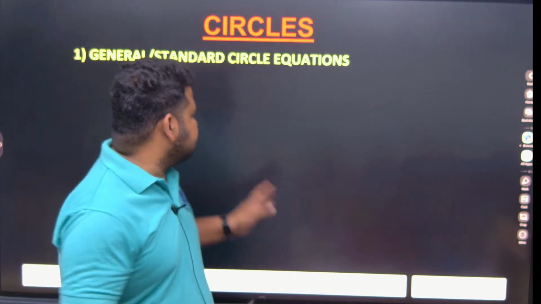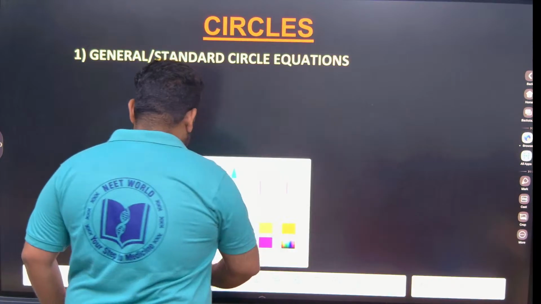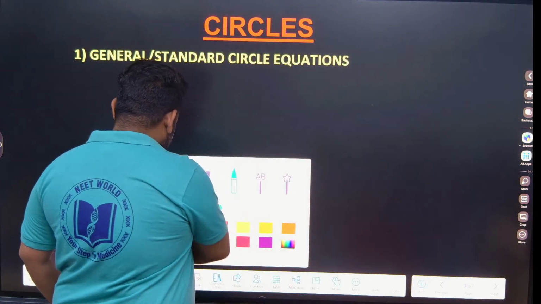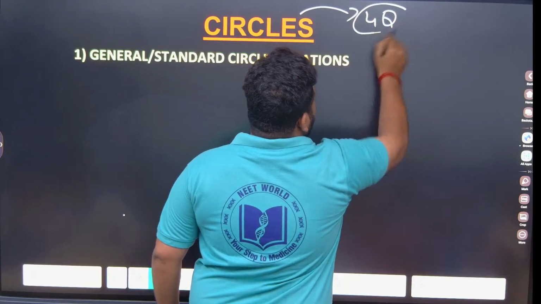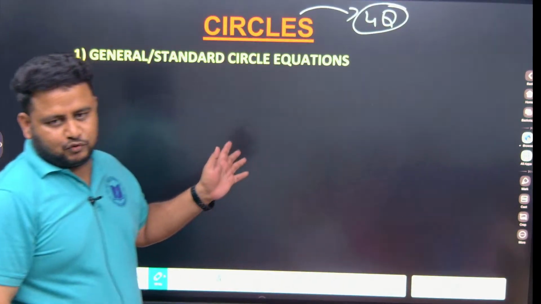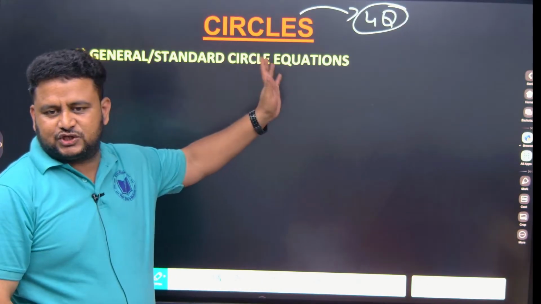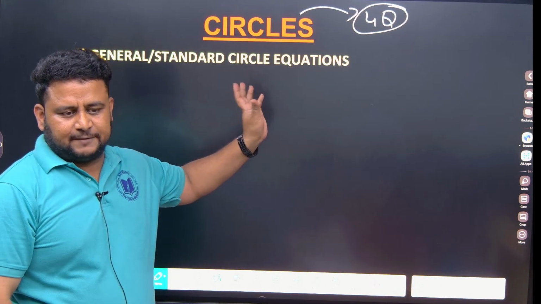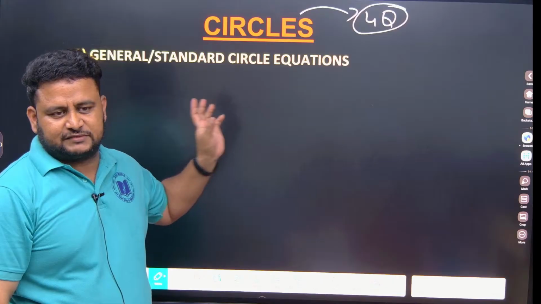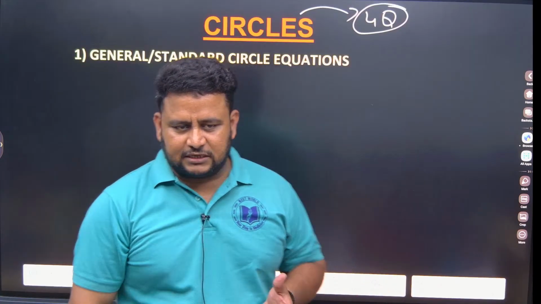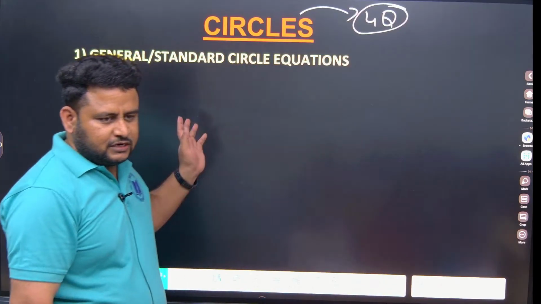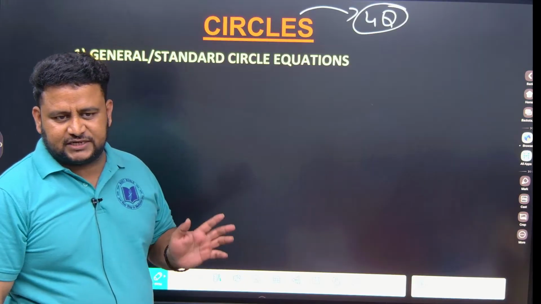So today we will be discussing the chapter of what? Circles. When it comes to circles, you will get on an average 4 questions. Definitely you will get 4 questions and even more, but the least you will get is 4 questions from the chapter of circles. Most of the concepts here are connected to the concepts that you studied for your IP. So let us get started. We will discuss the concepts and also do the previous year questions.